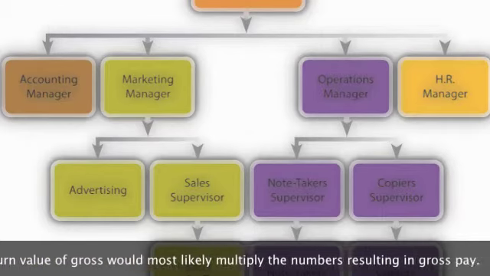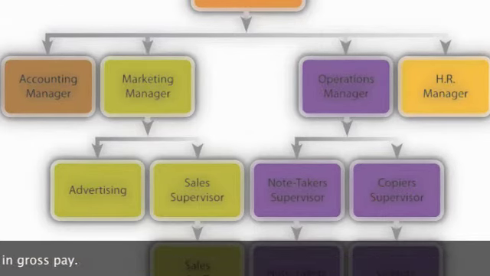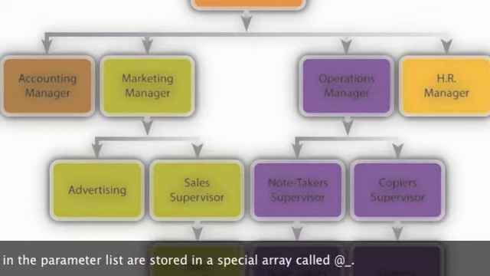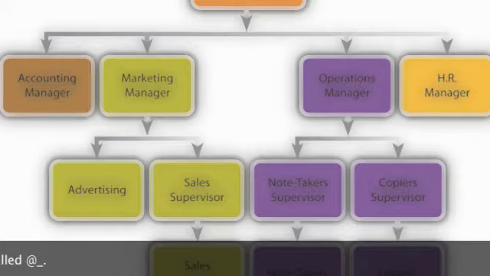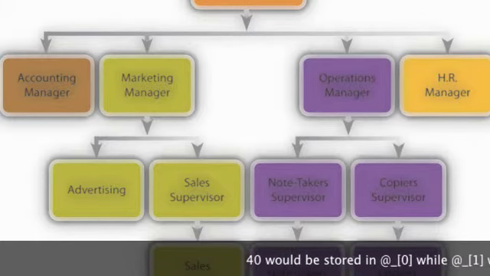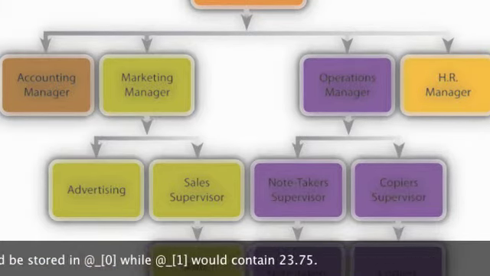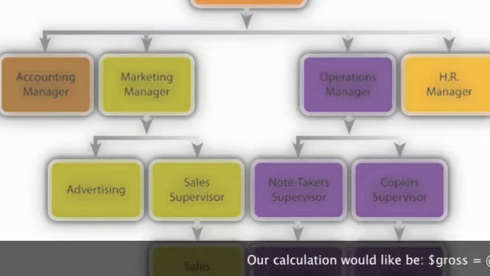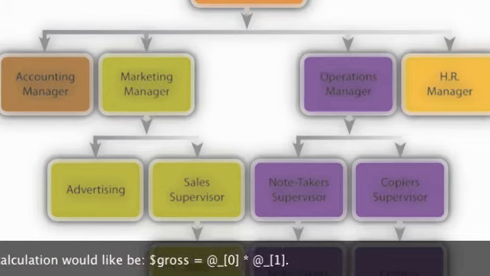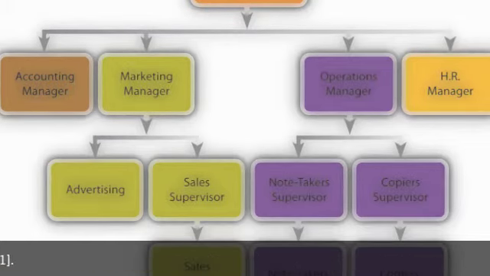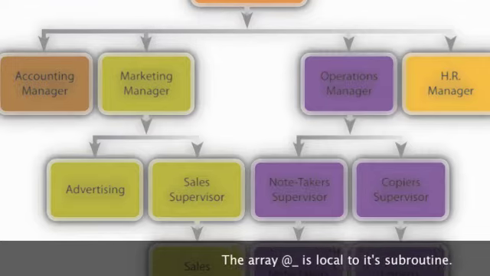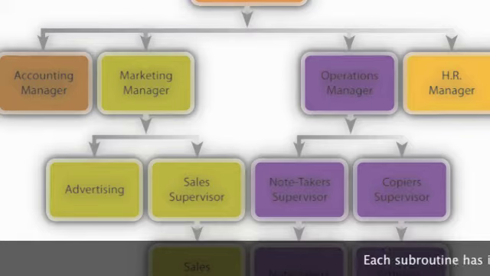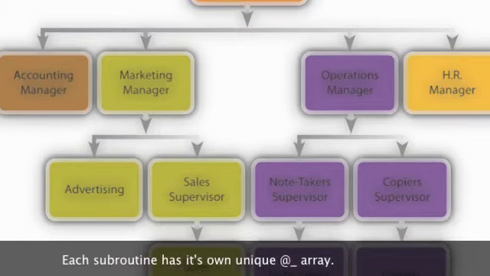The return value of our subroutine would most likely be the gross pay. The values in the parameter list are stored in a special array called @_. 40 would be $_[0], and 23.75 would be $_[1]. The array is local to its subroutine, and each subroutine has one of these arrays.